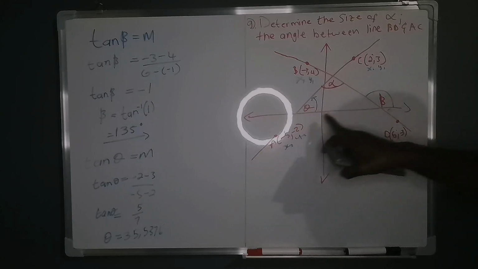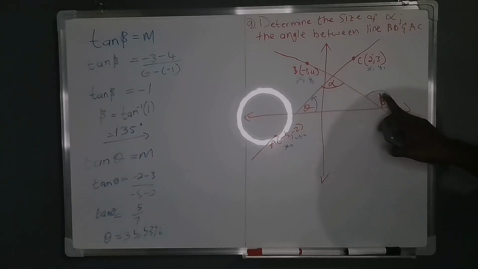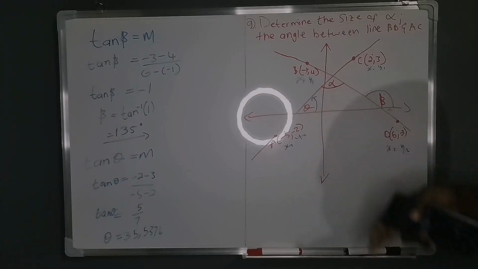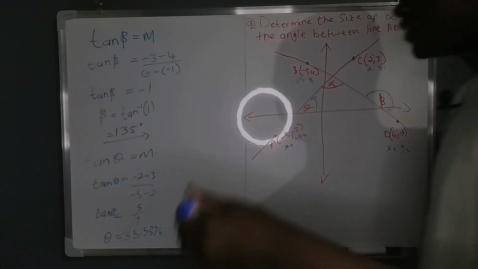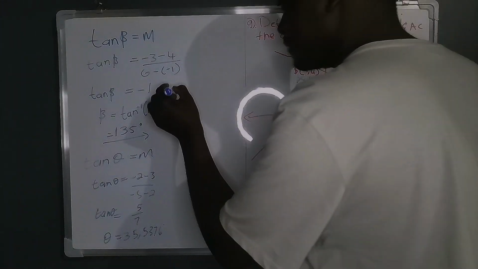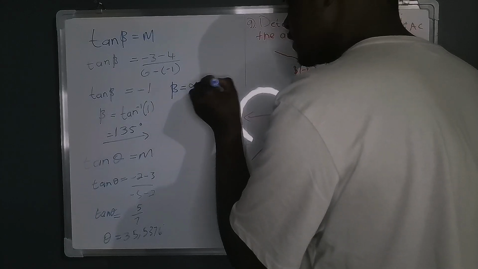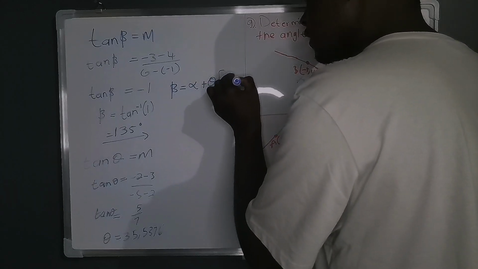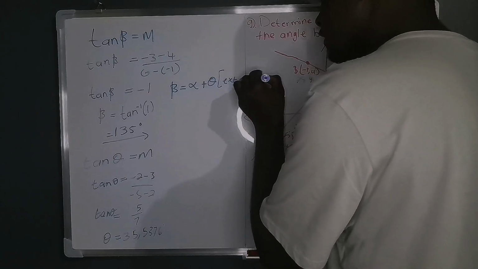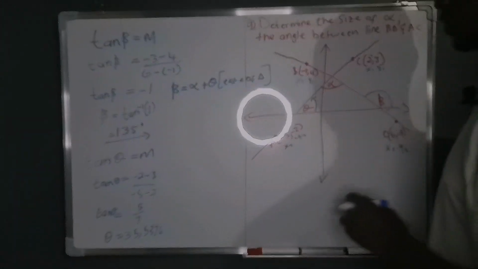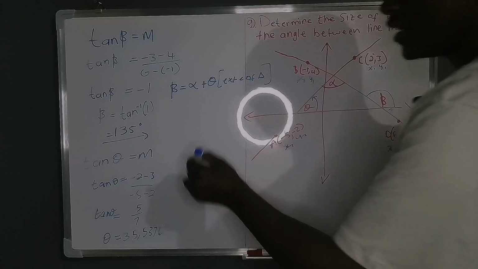So I have my beta and my theta. I can find my alpha through beta equal to alpha plus theta. Therefore, my beta is equal to my alpha plus my theta. Why? Exterior angle of a triangle. That's the reason we're going to use. Then what is the beta? It's 135.